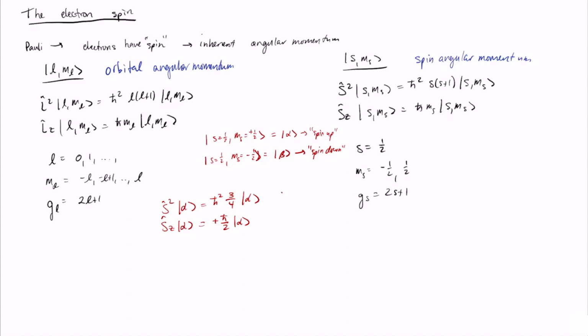On the other hand, if we apply S² onto beta, we see, again, ħ² 3/4 times beta. And when we apply S_z, this is the only one that's different: applying S_z onto beta, we get minus ħ/2 times beta. So now we've stuck with writing these in bracket notation because these are purely quantum objects.